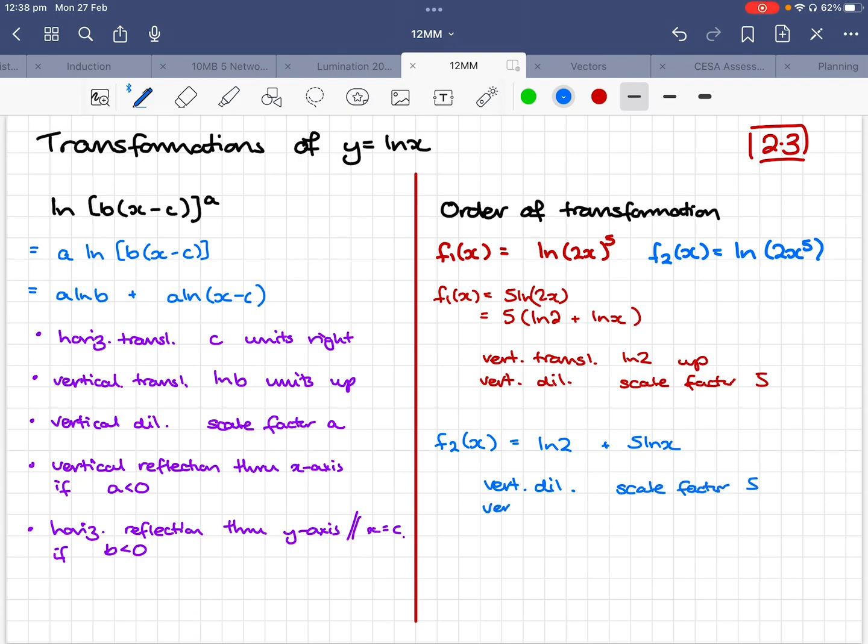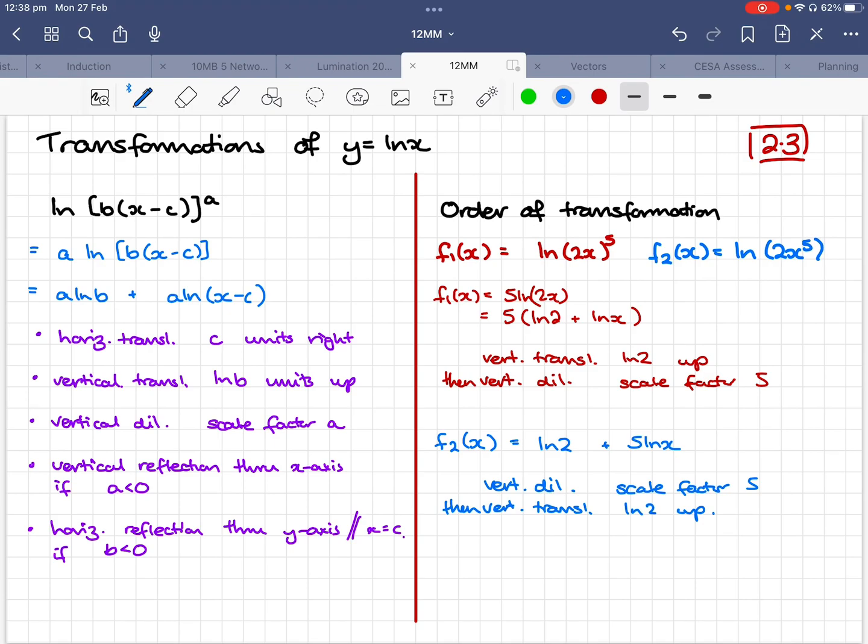Then a vertical translation, ln 2 units up. My point here is, sometimes the order of transformation is going to impact the graph that you're working with.